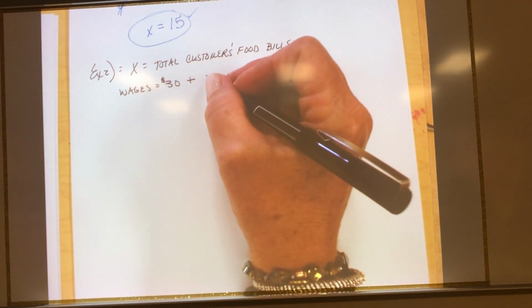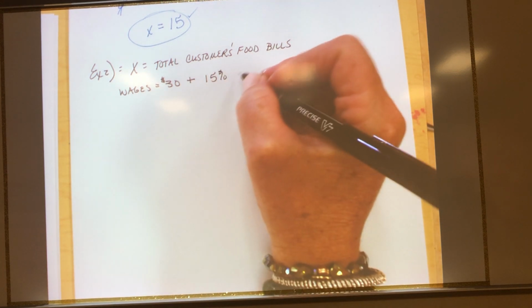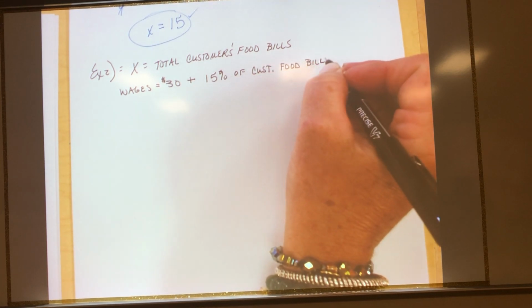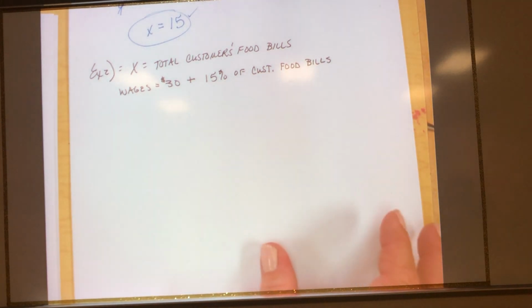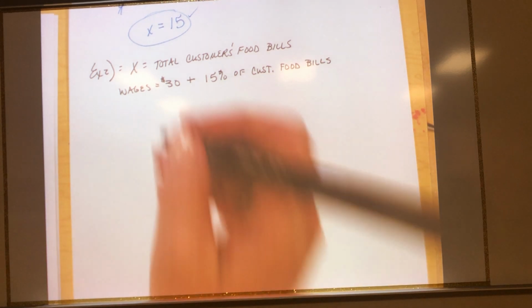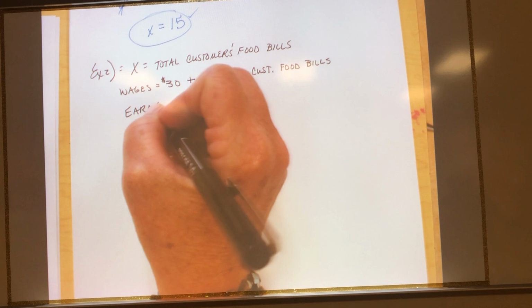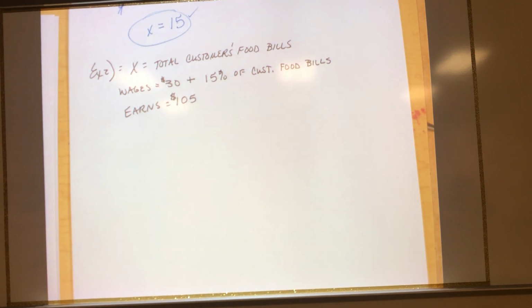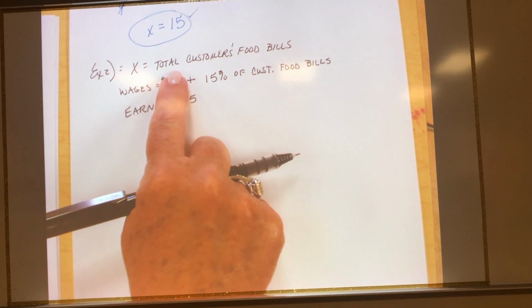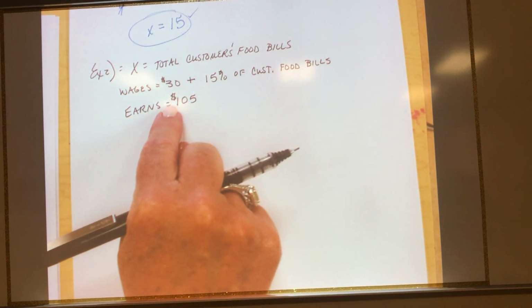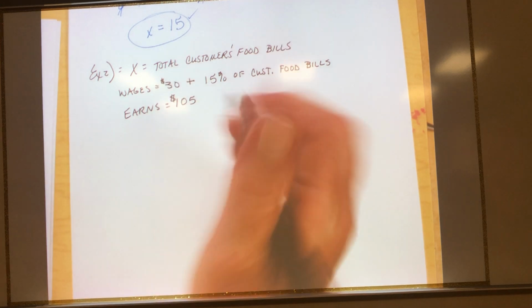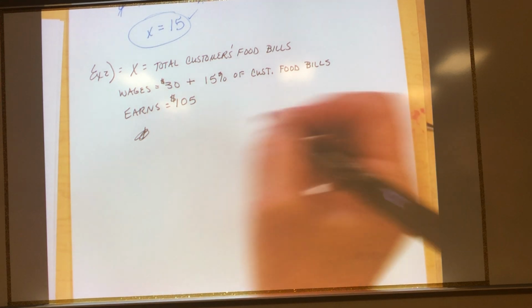So, 15% of customers' food bills. Is that 0.0015? No. The waiter earns a total of $105. So they want to know the total of the customer's food bills. What we have to do is make up an equation that involves this X. If this is the total that I earned, it's going to be equal to 105. I'm going to put it on the other end so it looks more like what I like.